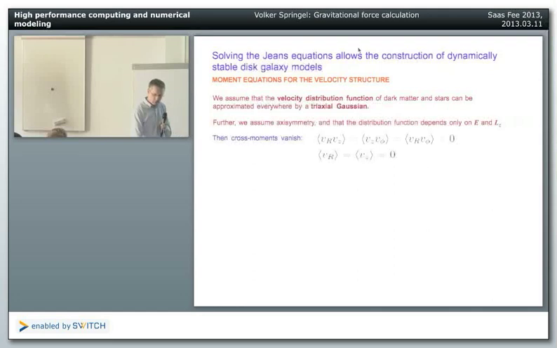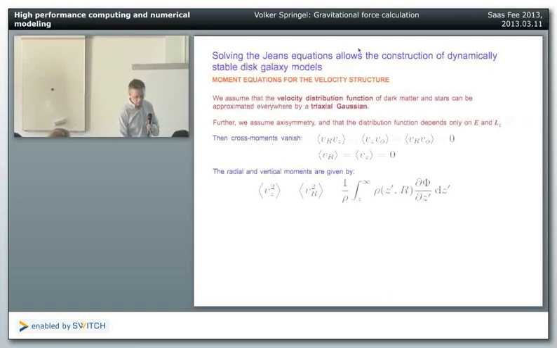And you can do that very well in axisymmetric systems with the Jeans equations, because there you know that certain cross moments between the velocity expectation values, say v_R in the radial direction, v_z in the z direction, must all vanish in a stationary system, and the radial and vertical moments are given by this Jeans equation. You can derive this by taking the collisionless Boltzmann equation and the Poisson equation, integrating in various ways over them, building moments, etc. You get equations like these.